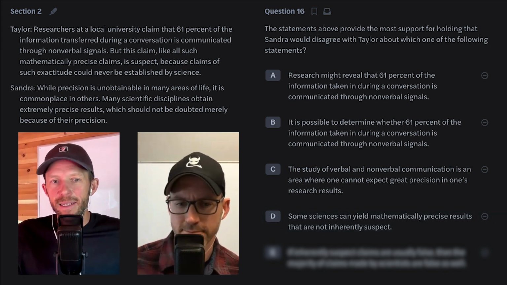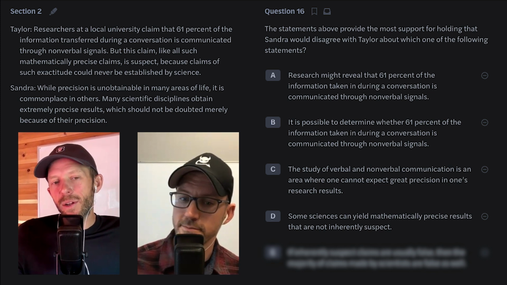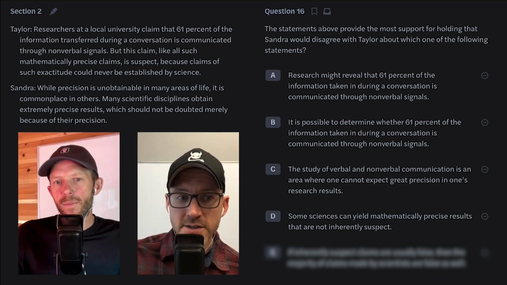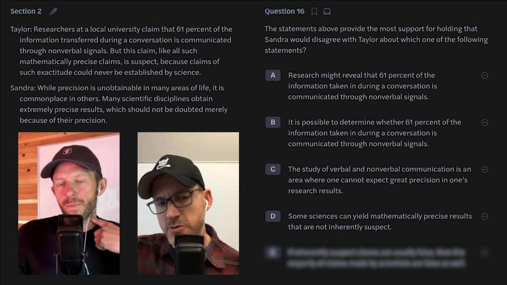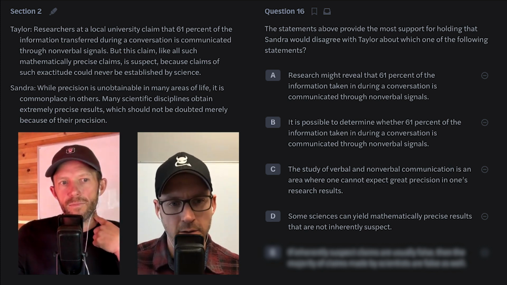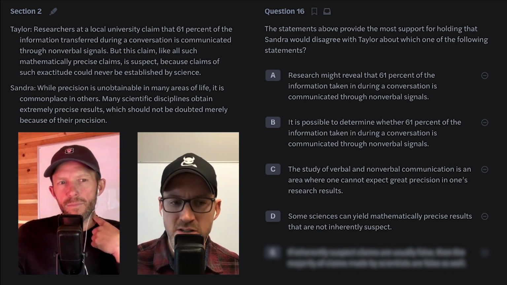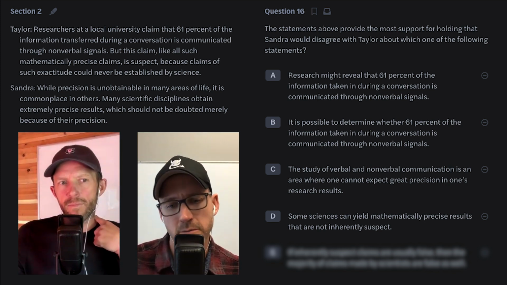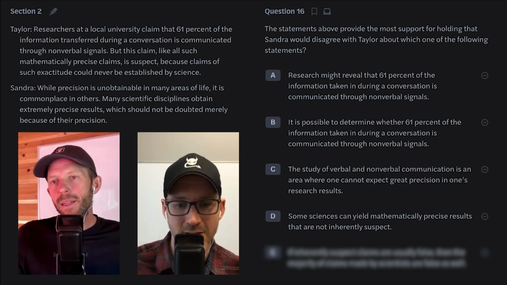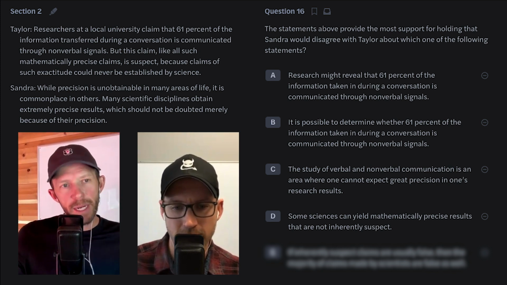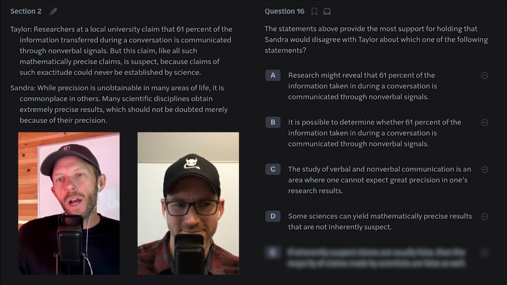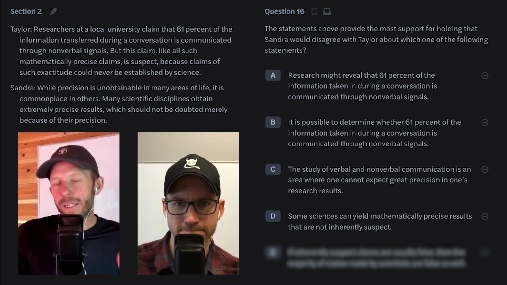D, some sciences can yield mathematically precise results that are not inherently suspect. Taylor would say no, because Taylor said, like all such mathematically precise claims, going way beyond this domain. And Sandra would say, yeah, precision is commonplace in others. So Sandra agrees, Taylor disagrees. This sounds like the answer. That's the thing they're arguing about, because one of them says yes to it based on what they said on the page. Whether it turns out to be Taylor or Sandra is irrelevant. The other person said the opposite. That's why that's the answer.